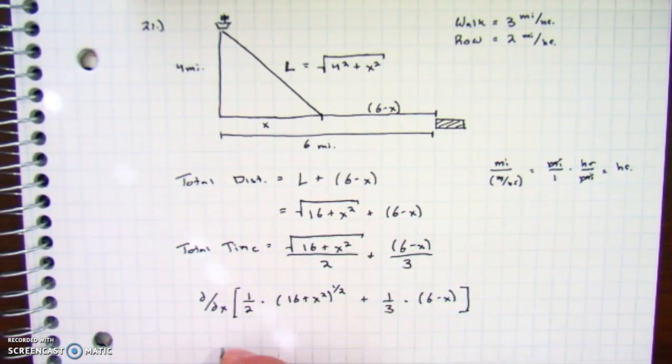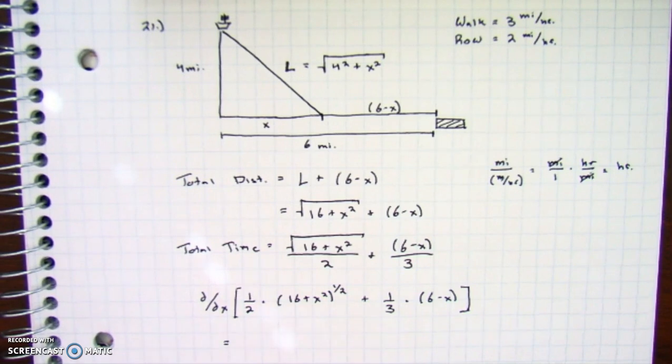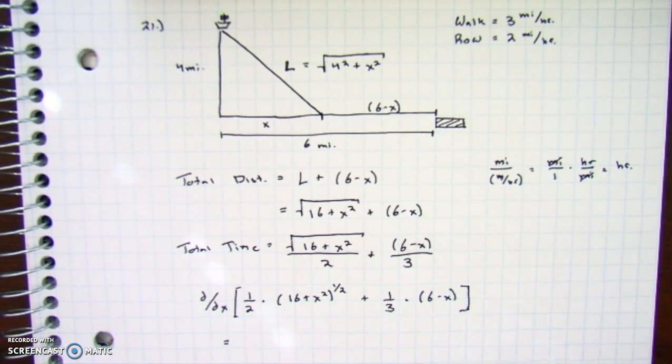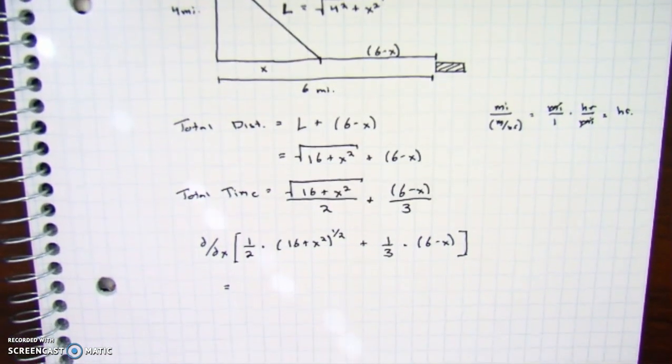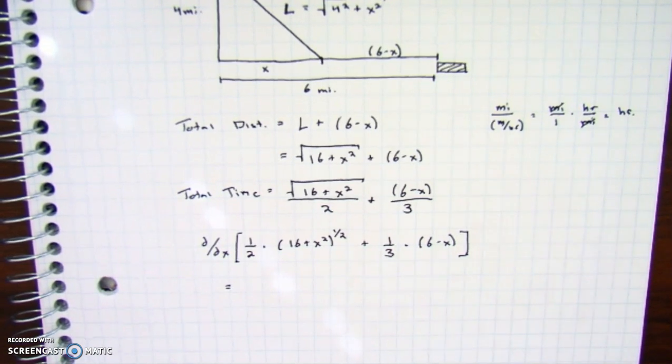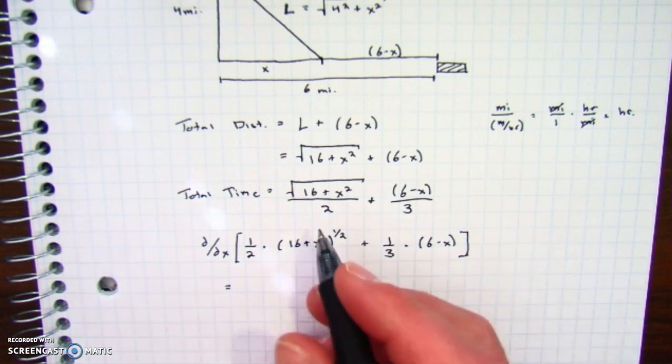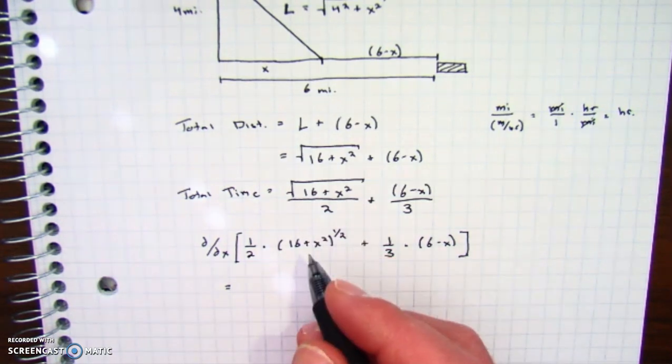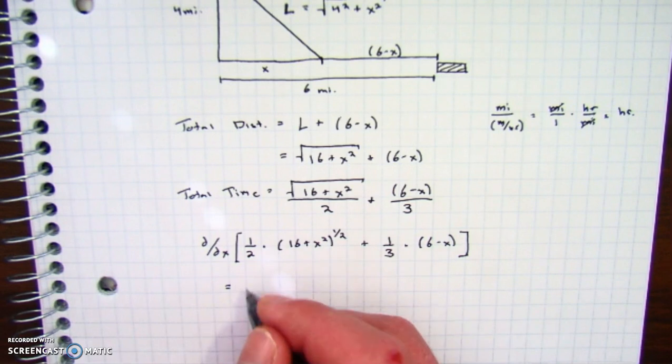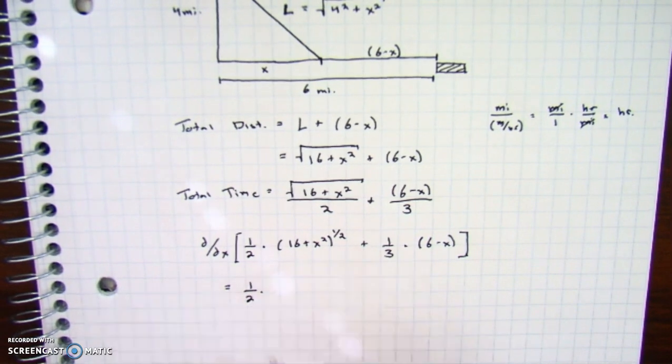Let's have at it. I'm running out of space, so for just a second I'm going to scroll down here so that we can keep going. Okay, so let's see here. We have a composite function. So first, the 1/2 stays the same.